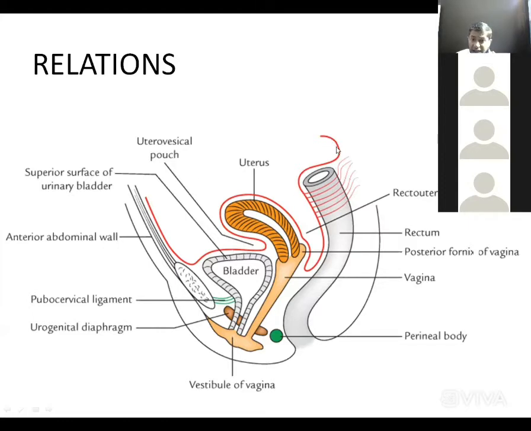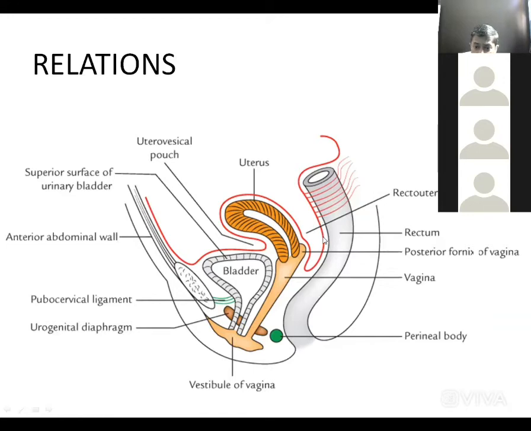This dark black line is representing the peritoneal fold. So this peritoneum covers the anterior surface of the rectum, then covers the posterior surface of the uterus, then covers the anterior surface of the uterus, then covers the superior surface and forms the peritoneal fold. This is known as the rectouterine fold, from rectum and uterus. That is also known as the pouch of Douglas.